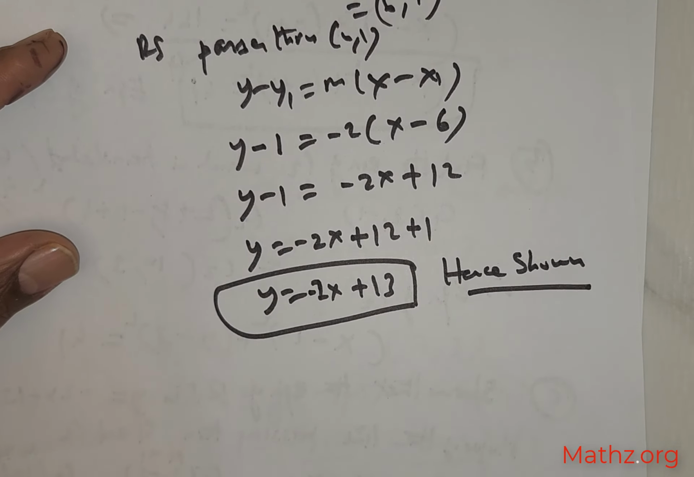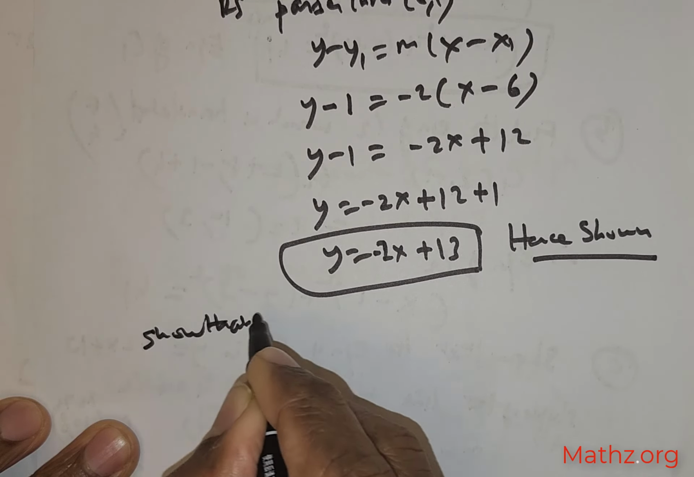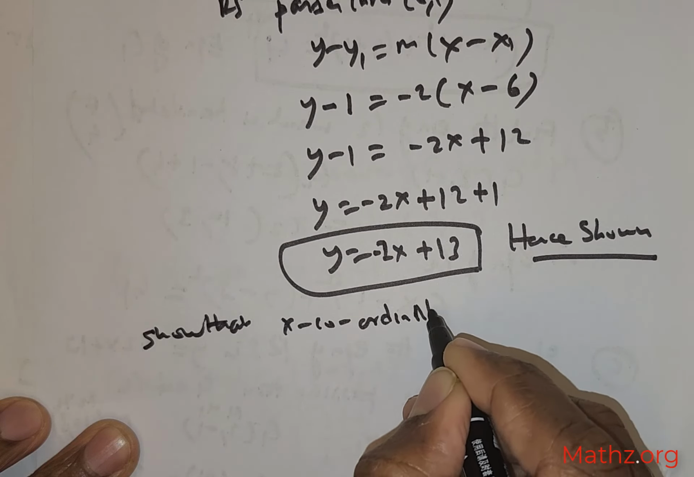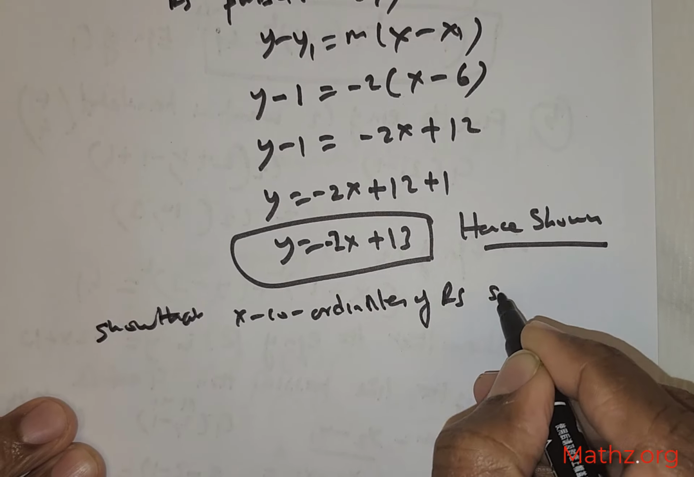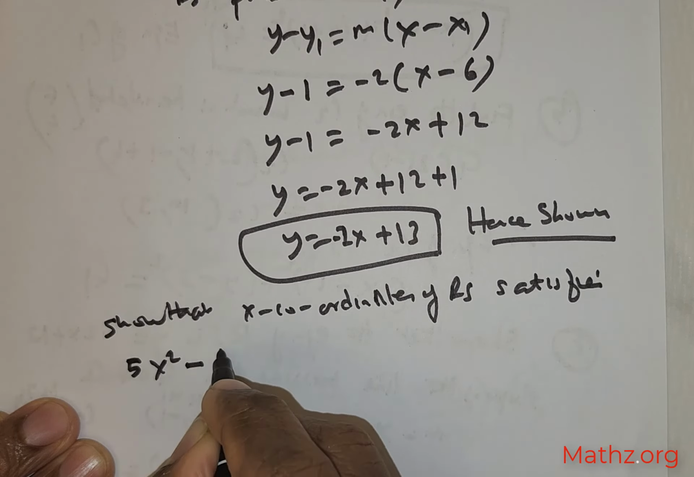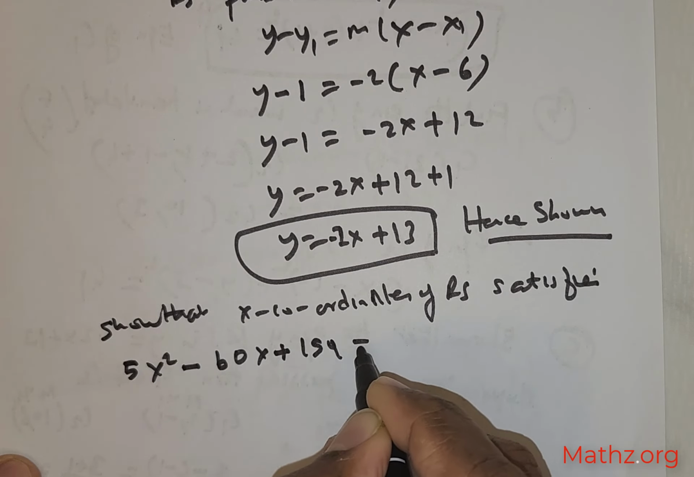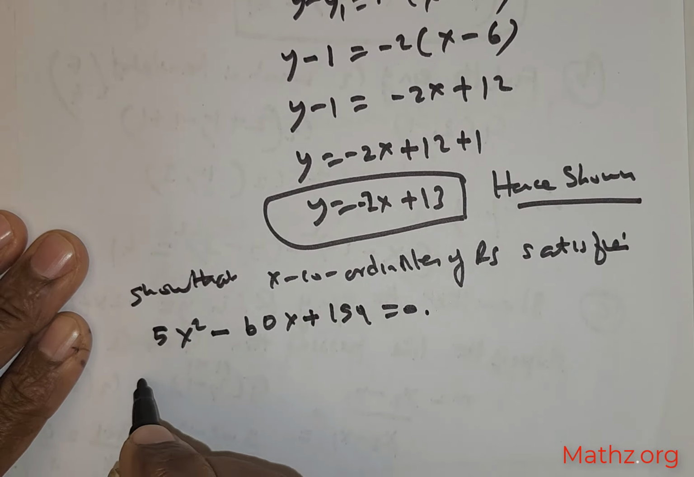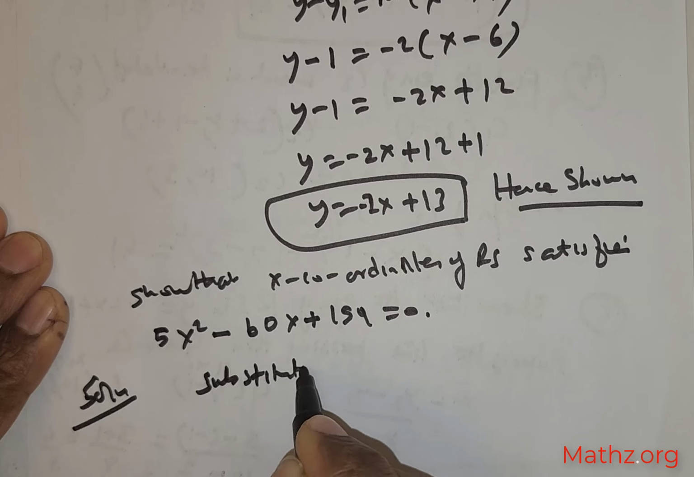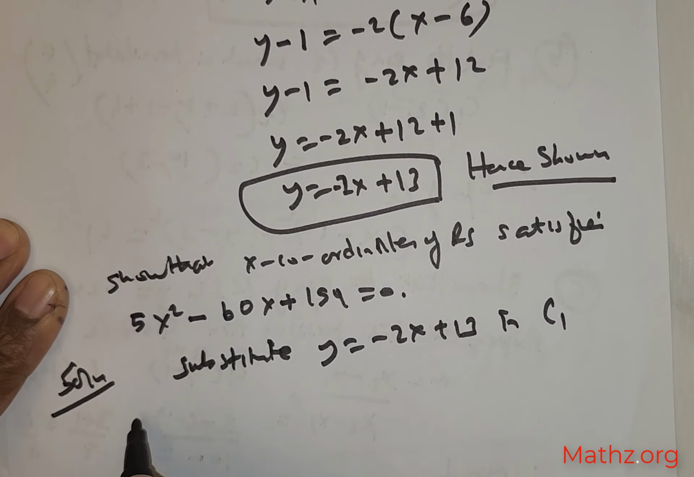Okay, so that's a lovely question. We got the last part. We are asked to show that the x coordinate of RS satisfies 5x squared minus 60x plus 159 is equal to 0. Now for this, to get the solution, what we need to do is substitute y is equal to negative 2x plus 13 in C1.